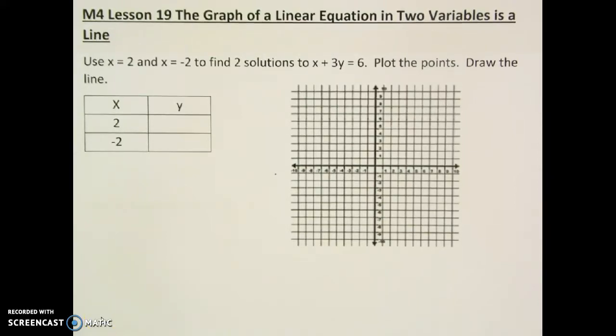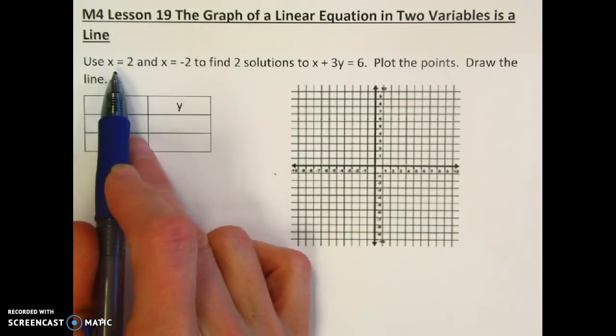Module 4, Lesson 19. The graph of a linear equation in two variables is a line. So a linear equation, remember we talked about linear and nonlinear earlier. A linear equation is basically where your exponents are not going to have powers, you're not going to have any negative exponents or fractions where you have the variable in the denominator, and you're not going to have square roots. So we're going to be graphing these linear equations which draw lines when we are done, and two variables means we have an x and a y.